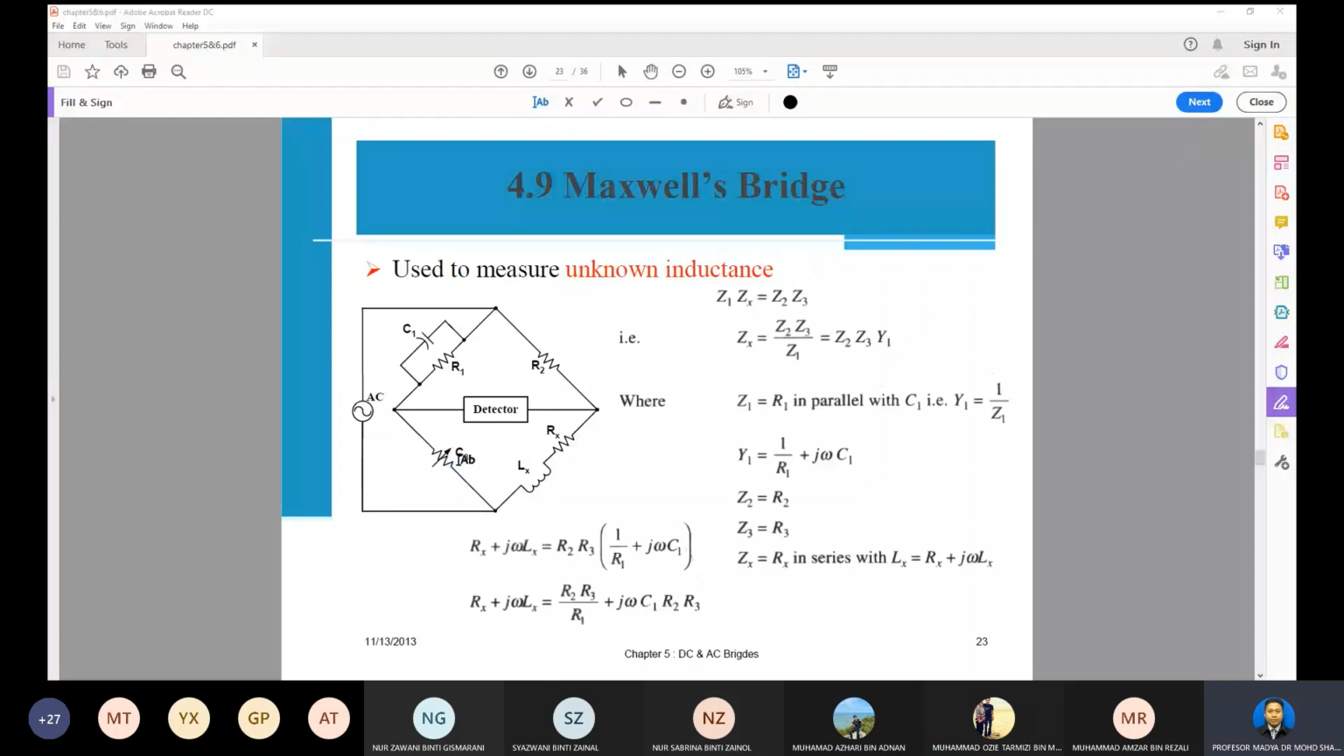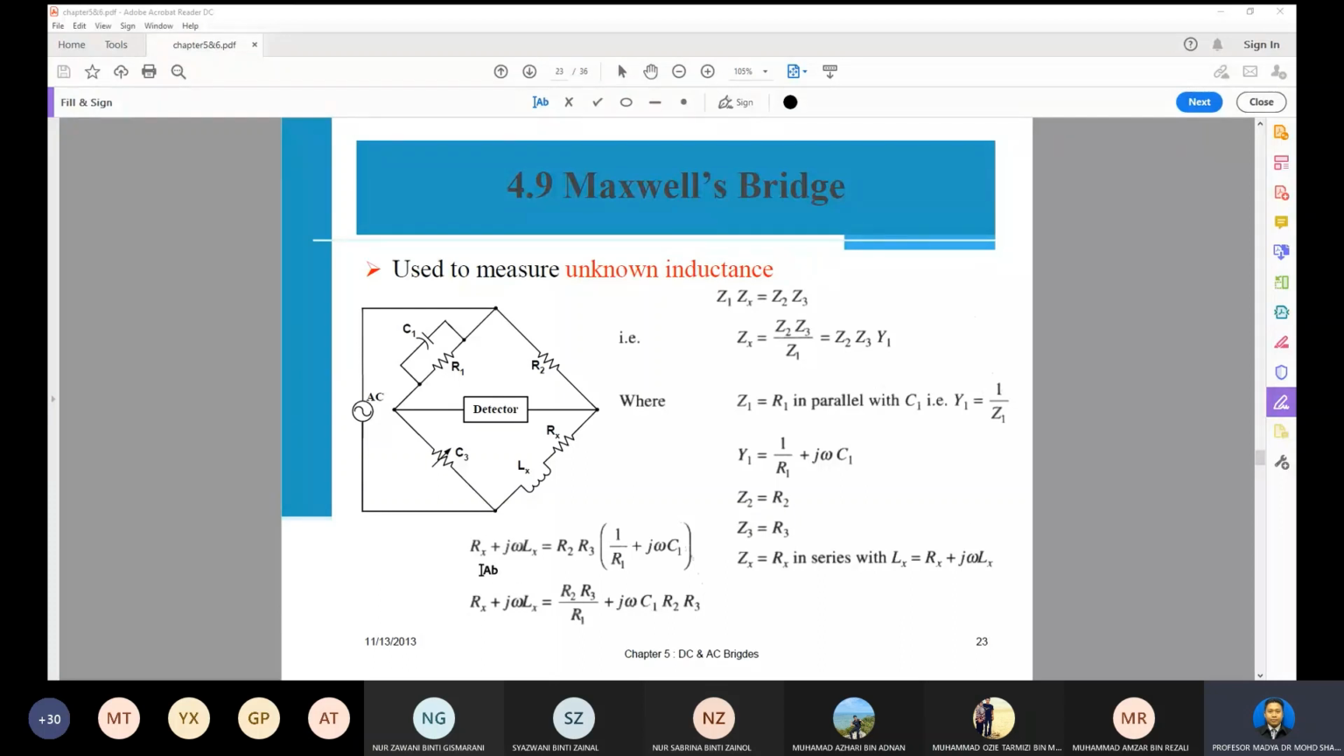Okay, so for balance, normally we adjust R3 so that our galvanometer will indicate zero. Then we can get the value of Rx and Lx. So Zx is equal to Rx in series with Lx here. Zx is Rx plus j omega Lx. Then substitute Z1, Z2, Z3, Zx into this equation.